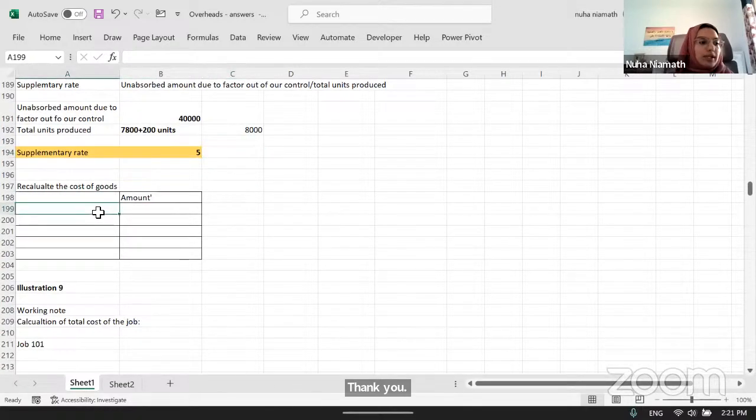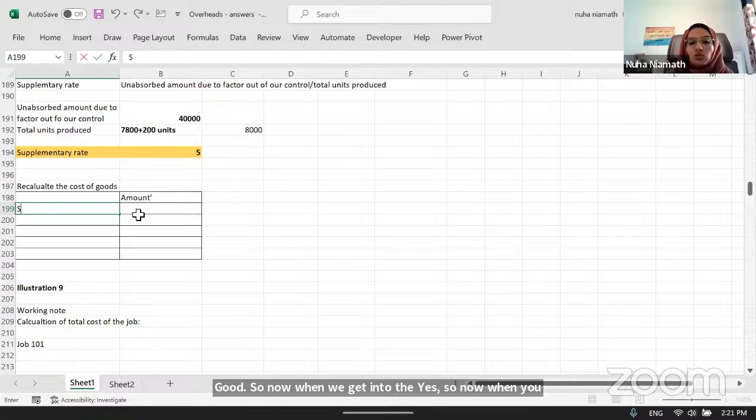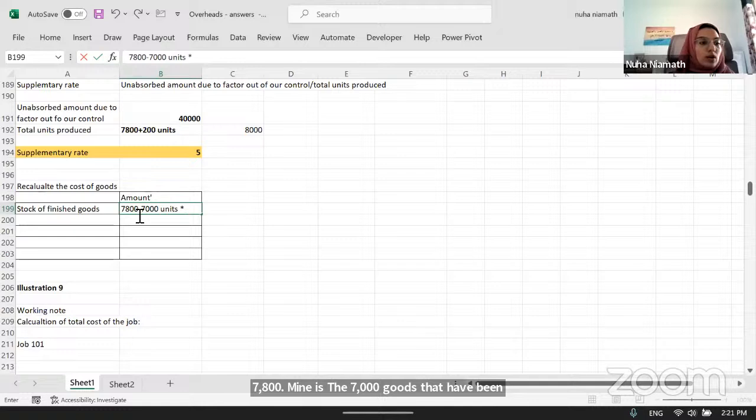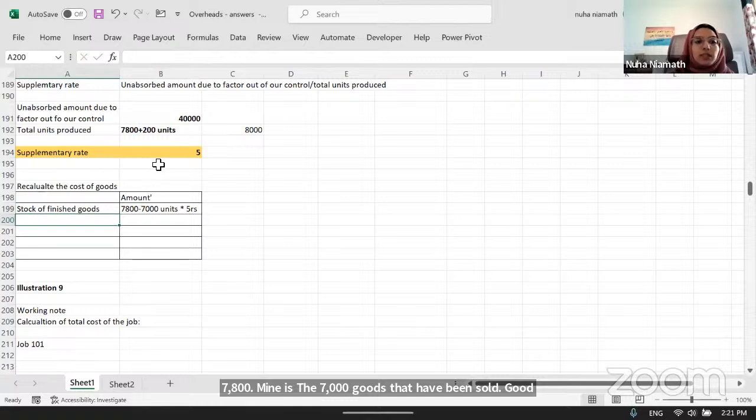Correct. So now when we look at the calculation of the goods, we have a stock of finished goods. This will be 7,800 minus the 7,000 goods that have been sold, correct, into rupees 5, because that is the supplementary rate that we have calculated. This is for the finished goods. Then we have work in progress.